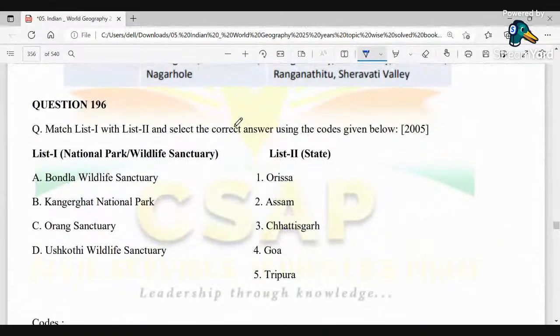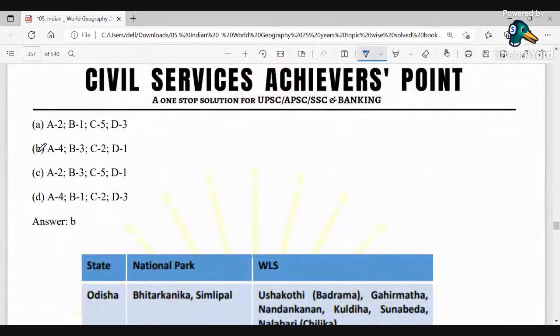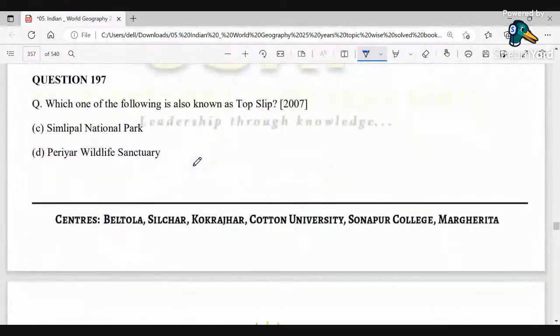Then we will take list 1 and list 2: Bonla, Kangarghat, Orang, and Ushkoti. Okay, so Orang is basically with Assam. So you can directly choose the option from those given below. It's basically the B option that is correct.